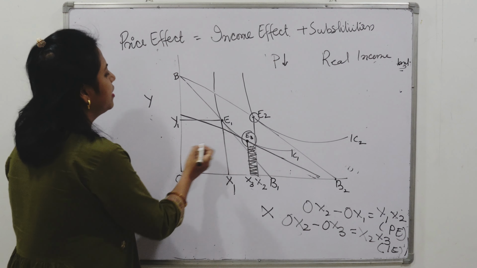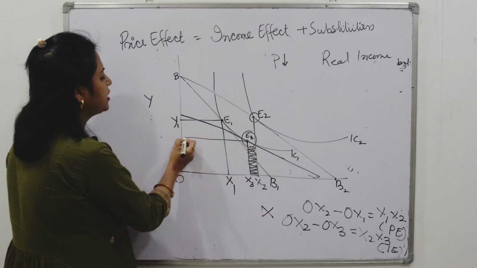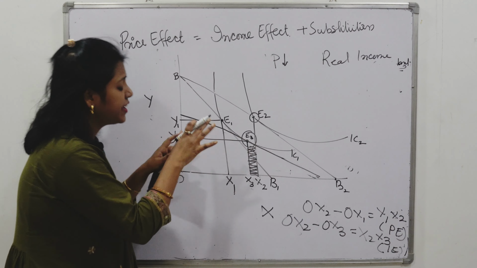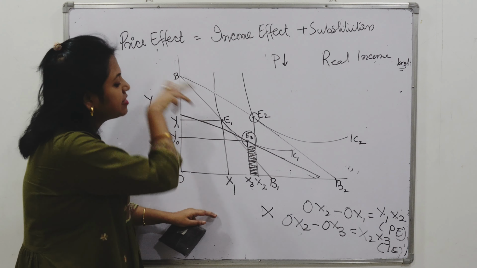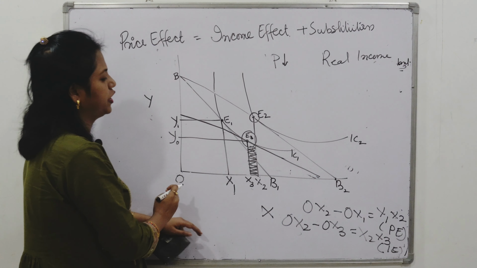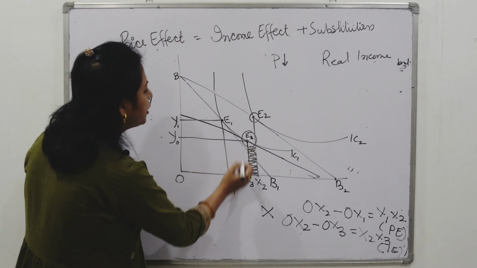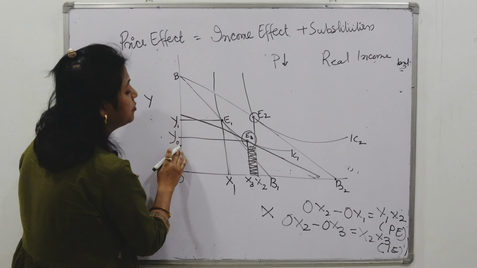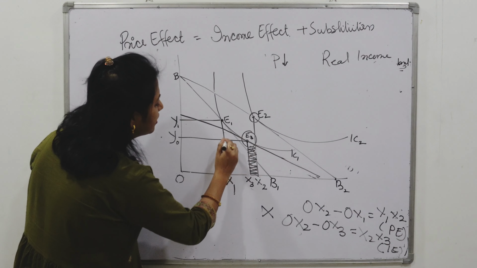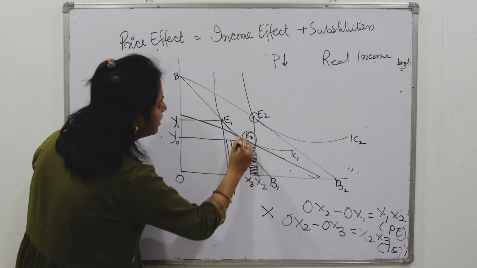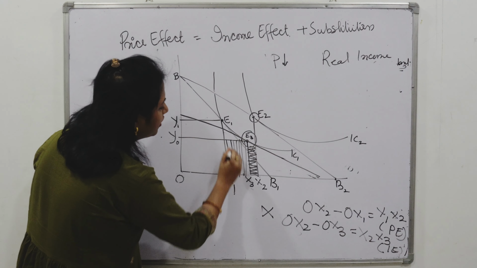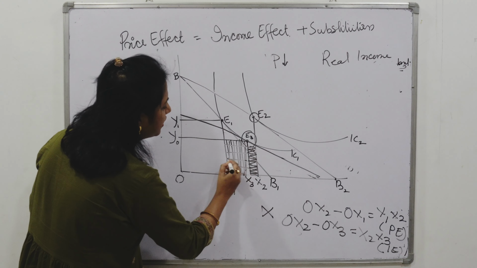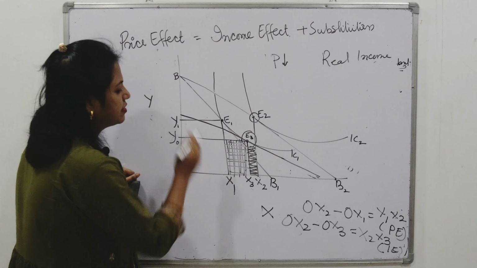Now look here. As I come to this point, my quantity demanded of Y1 has reduced to Y0. That means because X is cheaper, Y has been substituted, meaning demand for Y has fallen. So how much is the fall in the demand of Y? The change in quantity demanded of X is this parallel line. This parallel and horizontal line is known as your substitution effect.